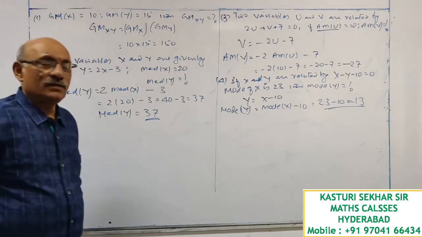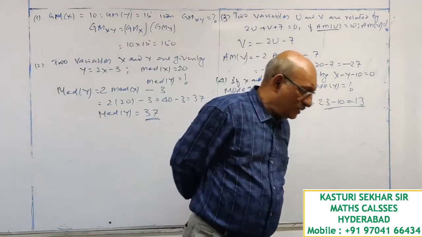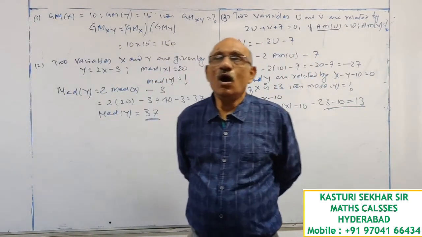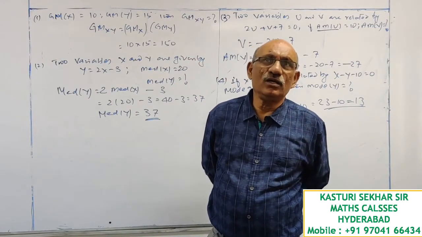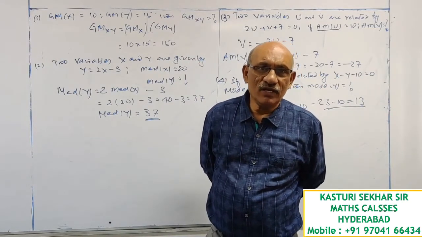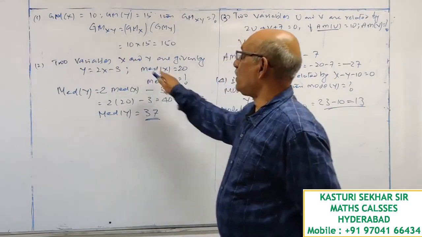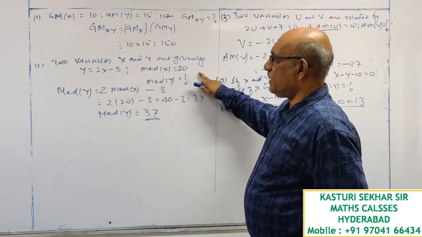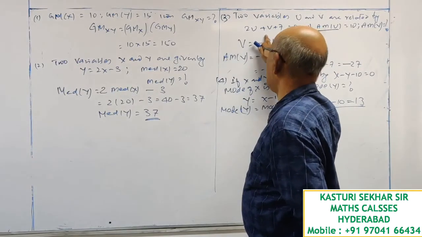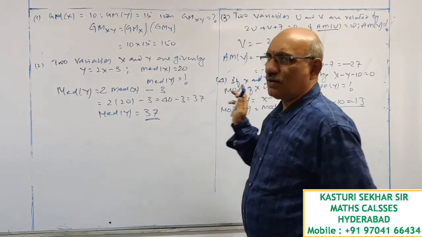So arithmetic mean, median and mode, all these three are dependent on change of origin as well as scale. So three problems we have: one is for median, another one for mean, the third one is for mode.